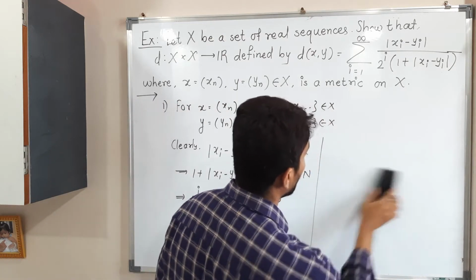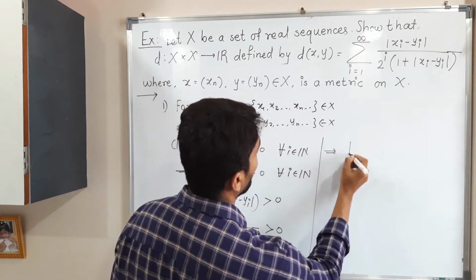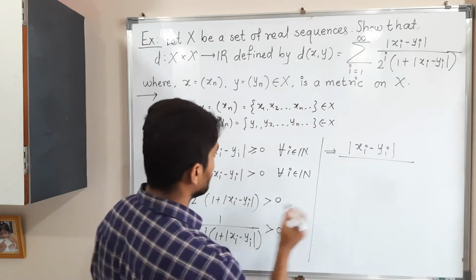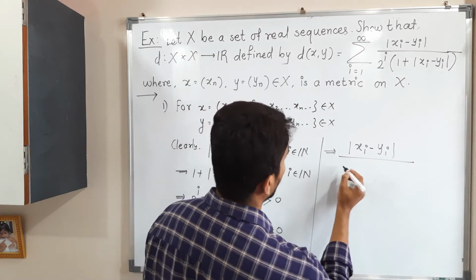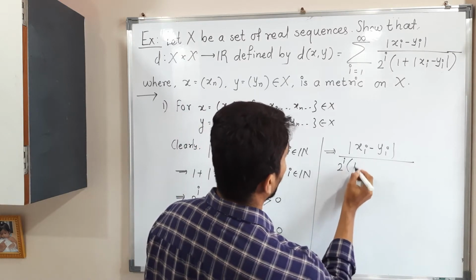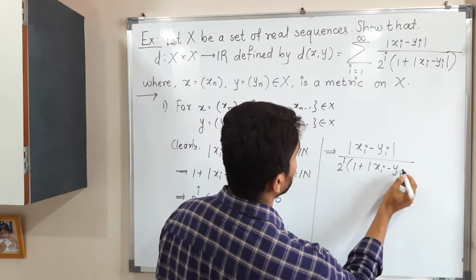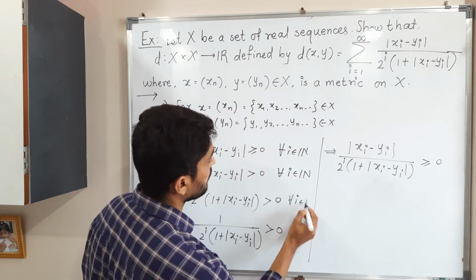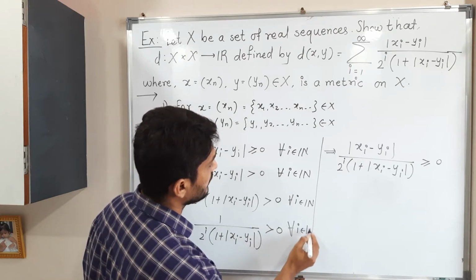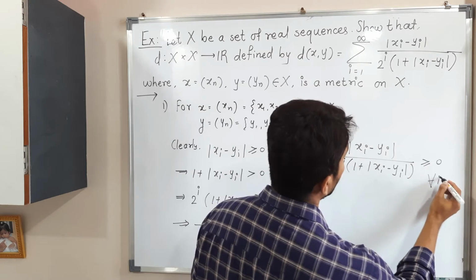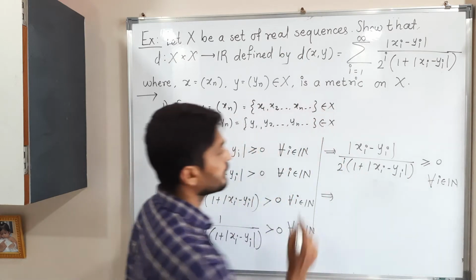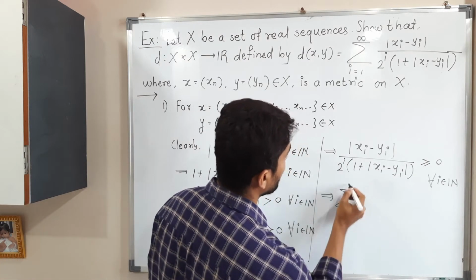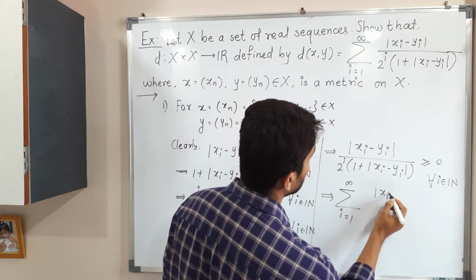So therefore, if you take their ratio, we can write mod xi minus yi divided by, okay, I will divide this one by this one. That means I am taking a product here: 2 raised to i times 1 plus mod xi minus yi. This is also greater than or equal to 0, and this is true for all i. I should mention everywhere, for all i belonging to the set of natural numbers. So that means each of them is greater than or equal to 0. So if you take their summation, then also it is greater than or equal to 0. So yeah, I am simply taking the summation here.